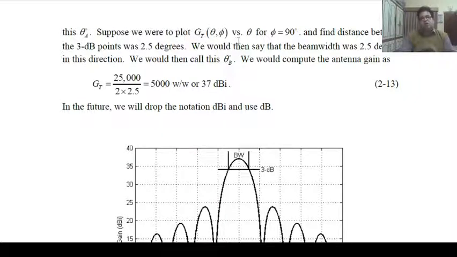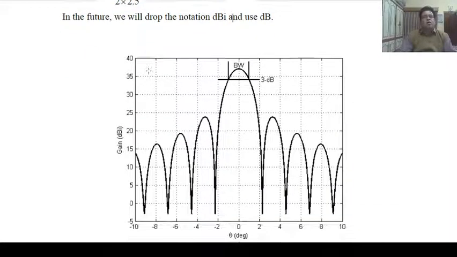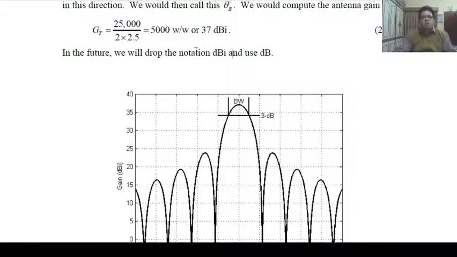Suppose we were to plot Zt versus theta for phi equal to 90 degrees and find the distance between 3 dB points was 2.5 degrees. We would then say that the beam width was 2.5 degrees in this direction. We would then call it theta p degrees. We would compute the antenna gain as Zt equal to 25,000 upon 2 into 2.5, which is 5,000 watt per watt, and in dBi 37 dBi.